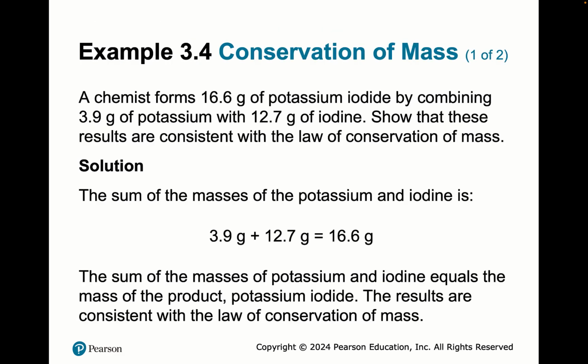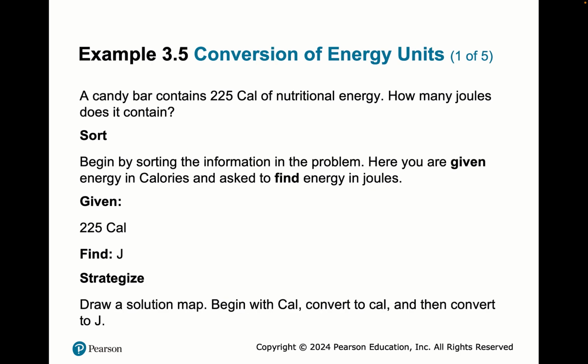So, conservation of mass. Let's do this. A chemist forms 16.6 grams of potassium iodide by combining 3.9 grams of potassium with 12.7 grams of iodine. Show that these results verify the law of conservation of mass. Well, the total mass of the reactants equals the mass of the products. Therefore, the conservation of mass holds.